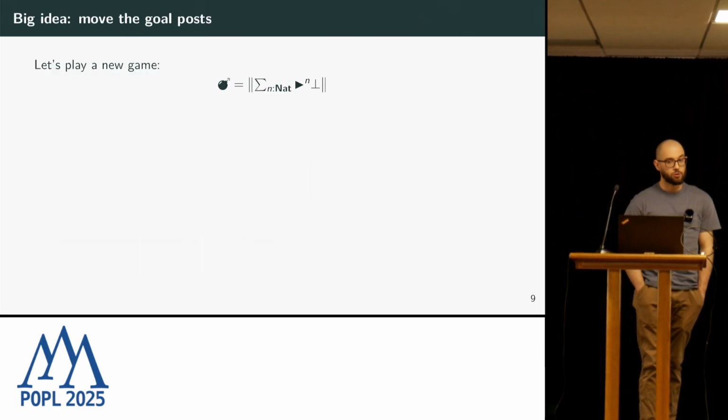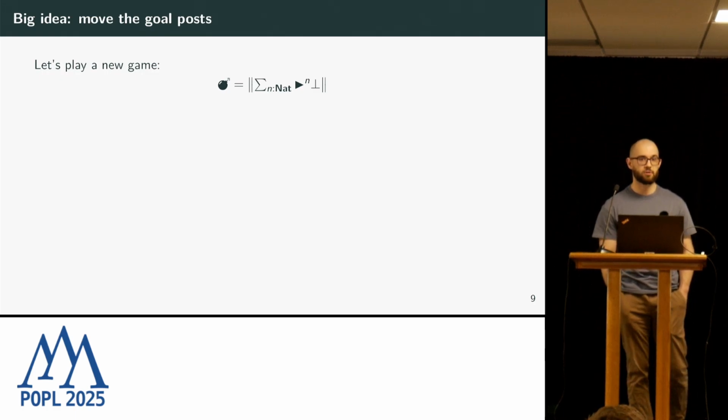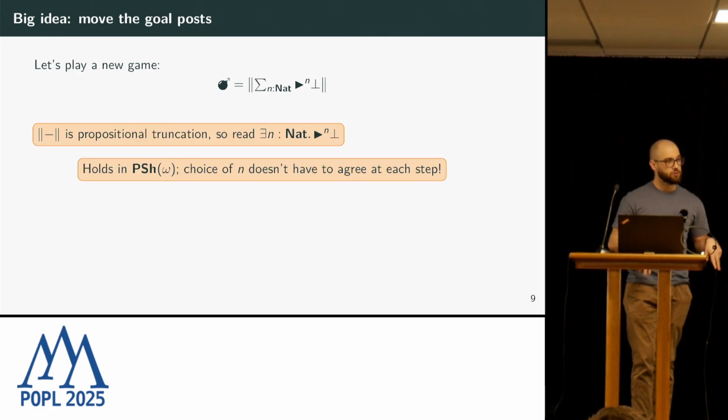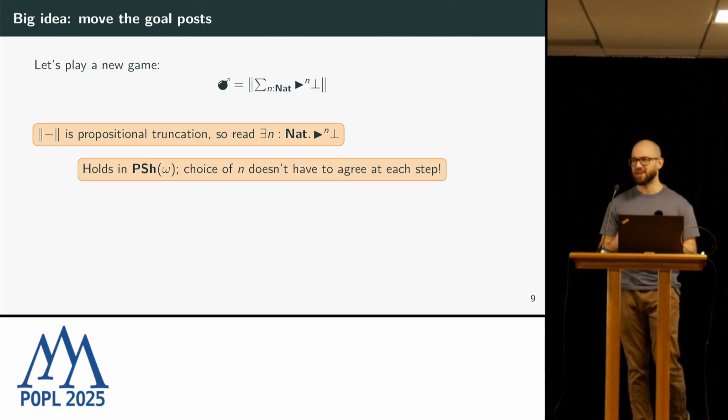So let me move the goalposts, and let's talk about a different proposition, which I'm going to call bomb. It's written with this Font Awesome bomb symbol. First, advice on reading this proposition: the two vertical bars are propositional truncation from homotopy type theory. The propositional truncation of a sigma kind of behaves like an existential.